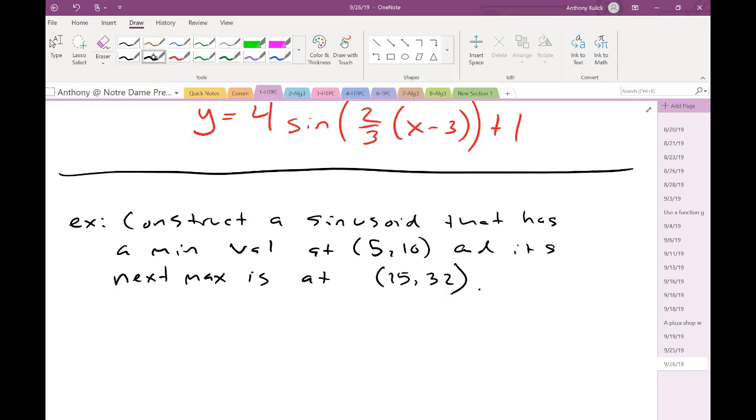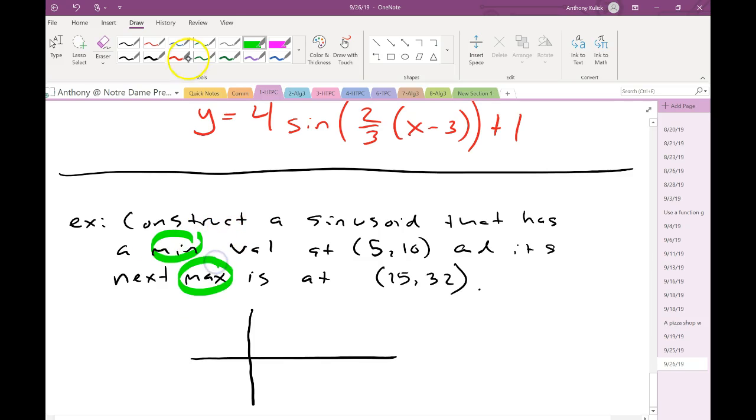Yes, Raul. Yeah, I would, in this case, since the points that we're talking about are maxes and mins, I would use the cosine graph as well. Agreed. Everybody, so we see mins and maxes, I immediately think cosine.